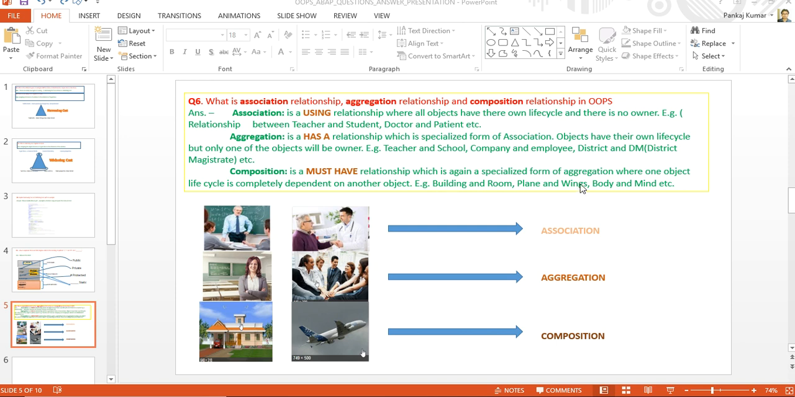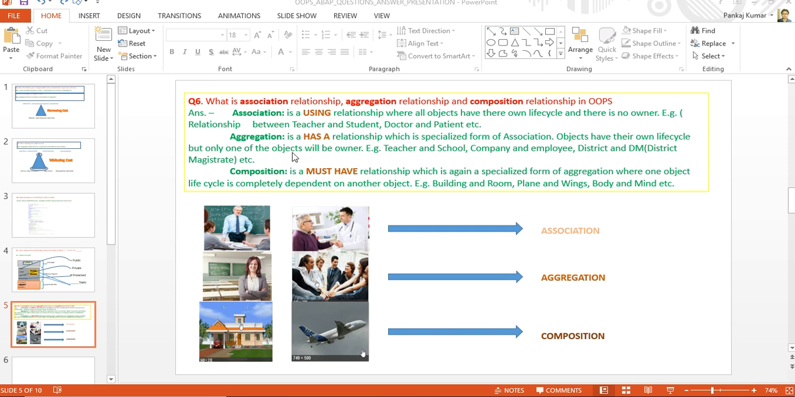Similarly, take the example of plane and wings. Wings are embedded in the plane, so a wing has no significance at all without the plane. So the relationship between plane and wings is a composition relationship. Similarly, body and mind. Mind is completely embedded in the body, so there is no significance of mind without the body. So you have these relationships. This is one of the most popularly asked interview questions, where the interviewer can ask about association, aggregation, composition.